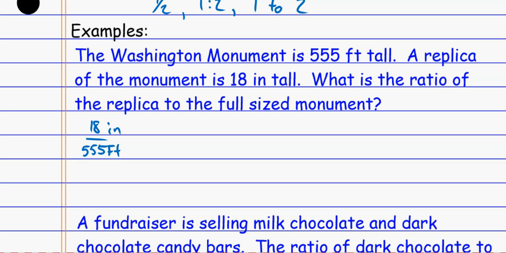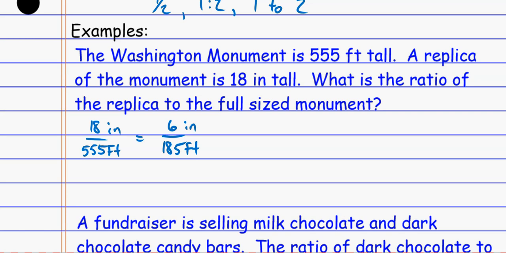This is actually a special ratio that we typically call a rate. And we'll use this a lot in terms of scale factors and comparing similar types of figures. The other thing we want to do here is reduce this fraction. Each of these is divisible by 3, so I'm going to reduce this and write it as 6 over 185. And again, that's 6 inches to 185 feet.